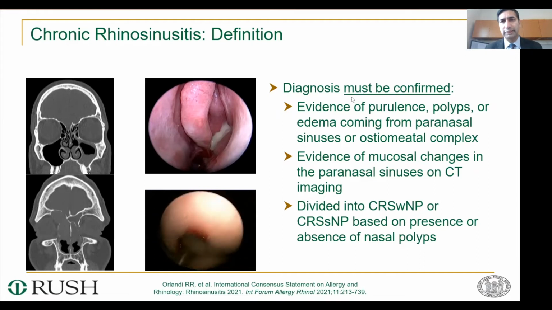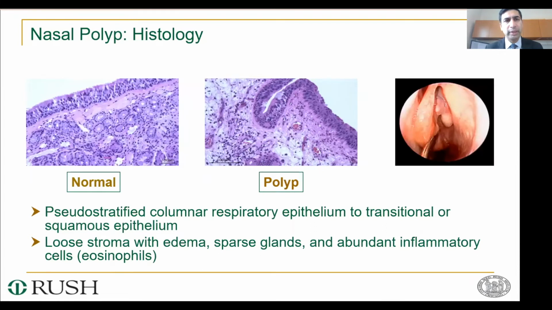If you were to look endoscopically, this could be due to purulence, polyp, you see here, or edema coming from the paranasal sinuses or the ostiomeatal complex. You may see changes on CT where you see mucosal disease or air fluid levels. And more simplistically, this is divided into CRS with nasal polyps or without polyps, strictly based on the presence or absence of nasal polyps. So here again, you see the normal paranasal sinus mucosa.